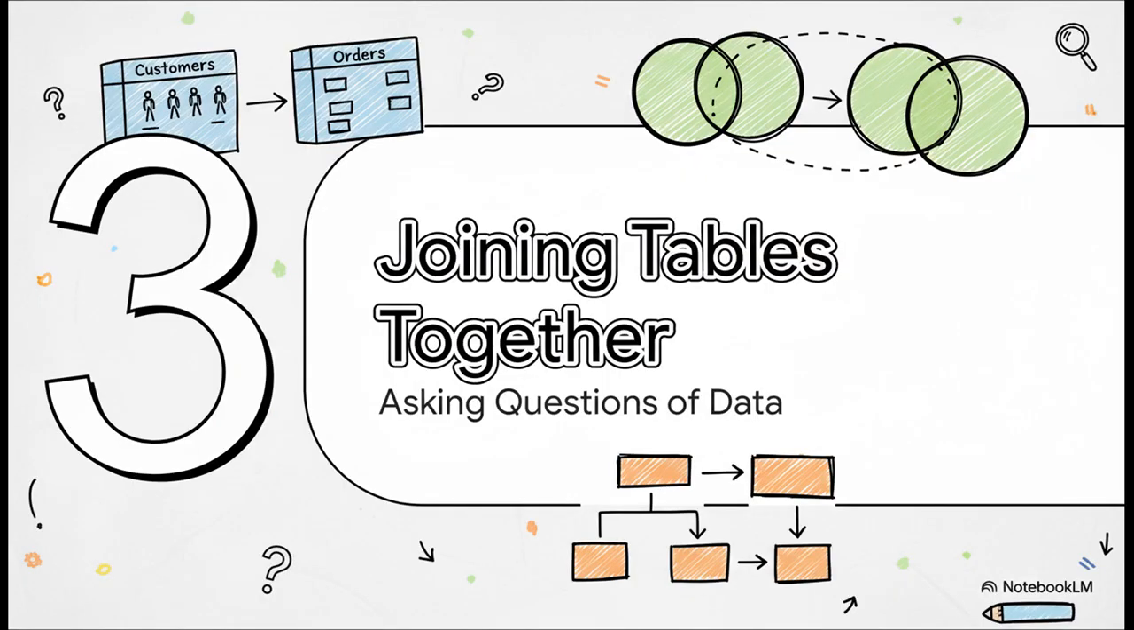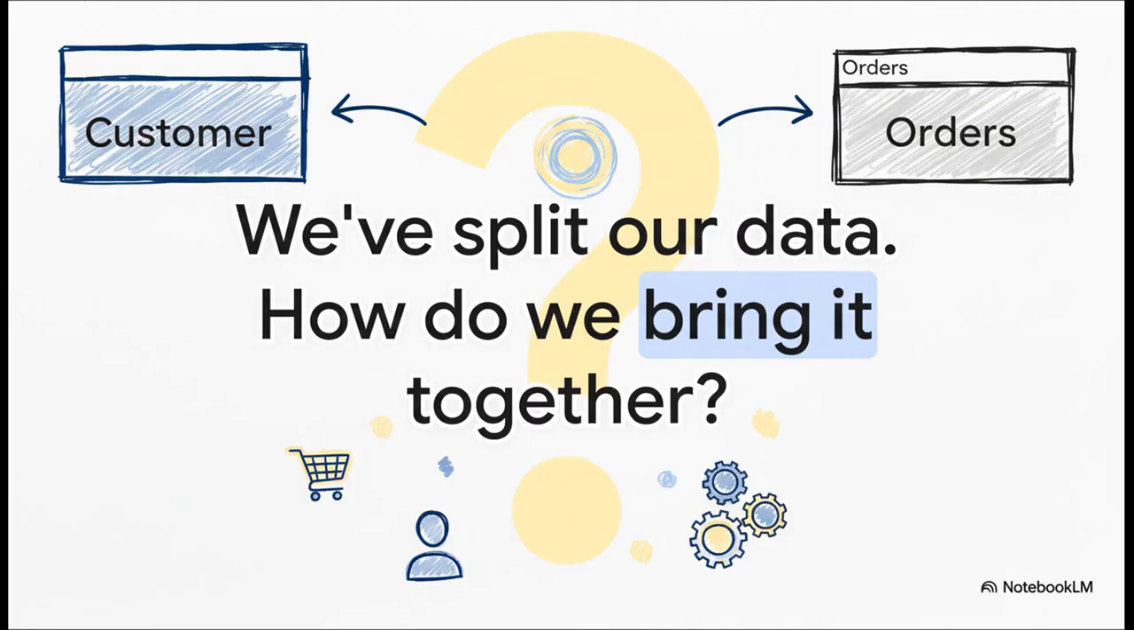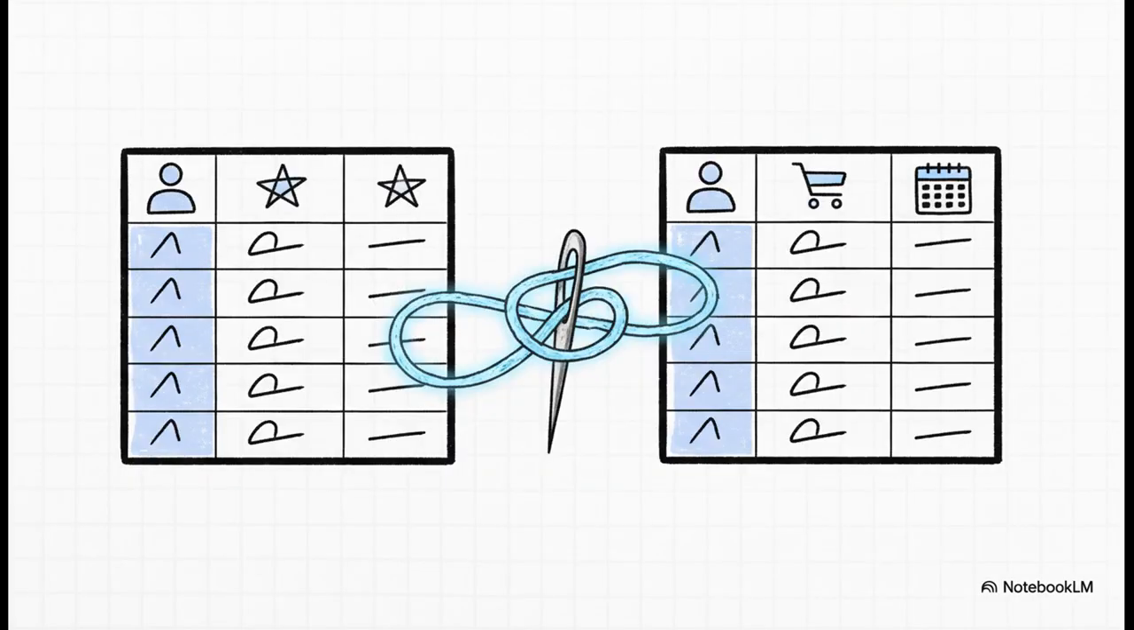Okay, so we've done the smart thing. We've split our data apart to keep it clean and efficient. Now, we need a way to bring it all back together so we can actually get some meaningful answers. And this is the million-dollar question, isn't it? How do we ask something simple like, show me all the products Alice has ever bought, when her name is sitting in one table and all her orders are sitting in a completely different one? The answer is relational joins.